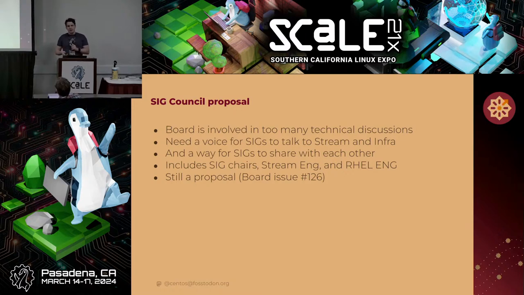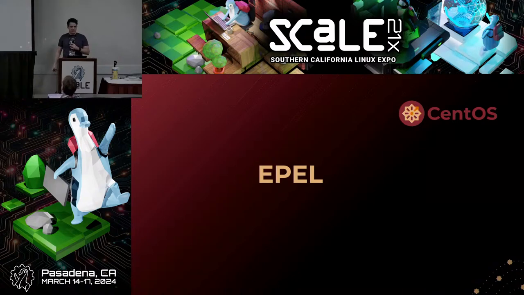This would be made up of a chair from each of the SIGs, as well as people from stream engineering and RHEL engineering. They'd have regular meetings to work through everything. As I said, this is an open issue, but I want to bring it up because I think it's actually a really important development in the project, giving us more of a technical board, allowing the board of directors to be a non-technical strategic thing.